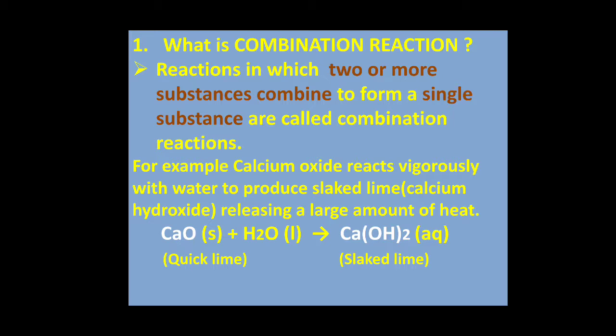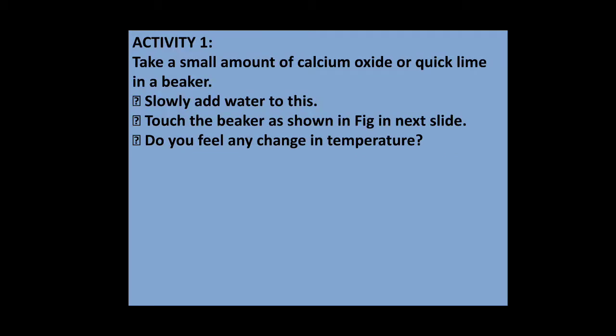single substance. So here calcium oxide, quick lime, which is solid in physical form, will combine with water, which is liquid. When they combine, they form calcium hydroxide, which is slaked lime, which is aqueous in nature. As I told you in the previous video, whenever anything is mixed with water, that is called aqueous. So next, we have an activity.